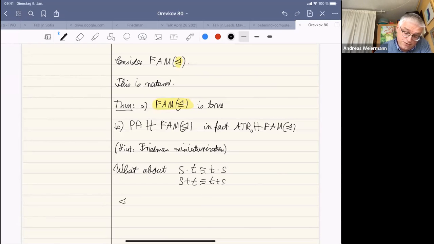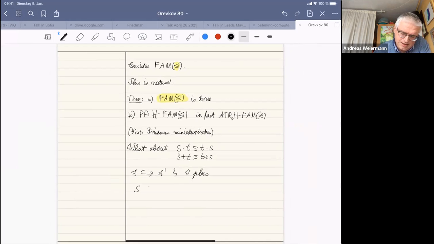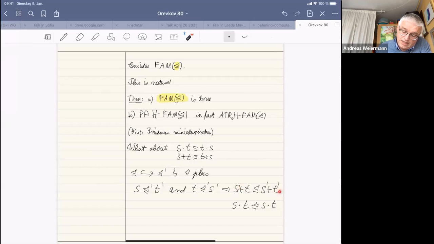So I transfer this relation into a new relation with a prime, and it's just extending the old rules. This is essentially the definition of this one, plus what do I need? I need the following rules. If S is less than or equal to S prime, and T is less than or equal to T prime, then S plus T embeds into S prime plus T prime. And the same holds for multiplication. So there's a certain asymmetry: this term goes to the right-hand side and this term goes to the left-hand side. And here a prime is missing.